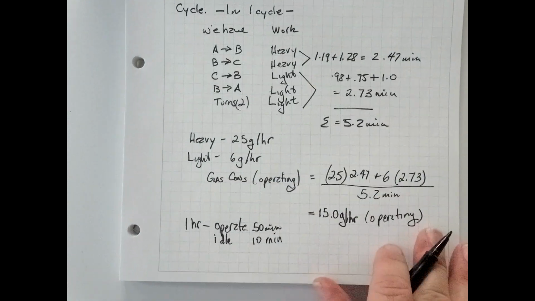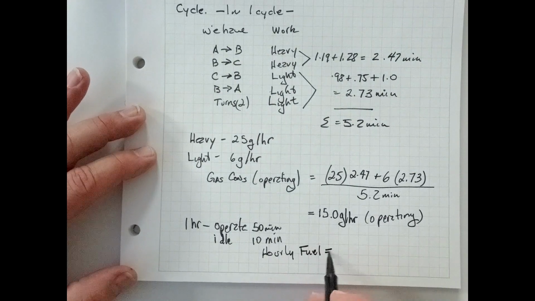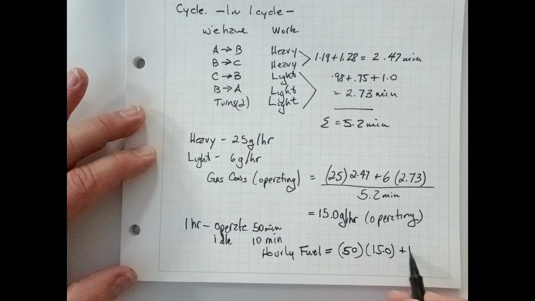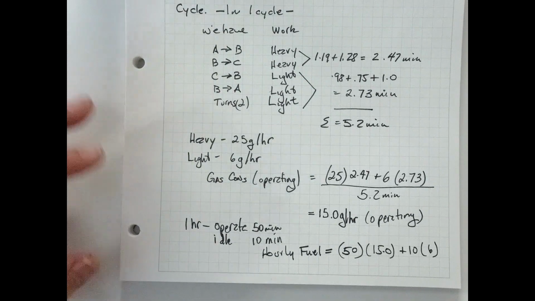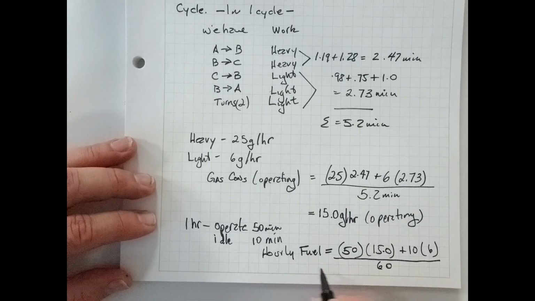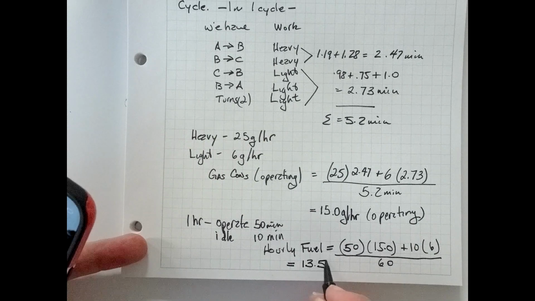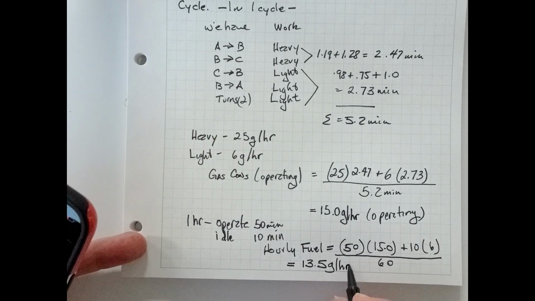So we can now do this same thing. So our hourly fuel is equal to 50 minutes operating at 15.0 plus 10 minutes that's operating at light, right, at idle. It doesn't really idle very nicely. And I'll divide that all by 60, and that will give me my hourly fuel consumption in gallons per hour. So I have 15 times 50 plus 10 times 6 is 810, and divide that by 60. I'm getting an actual consumption of 13.5 gallons per hour.